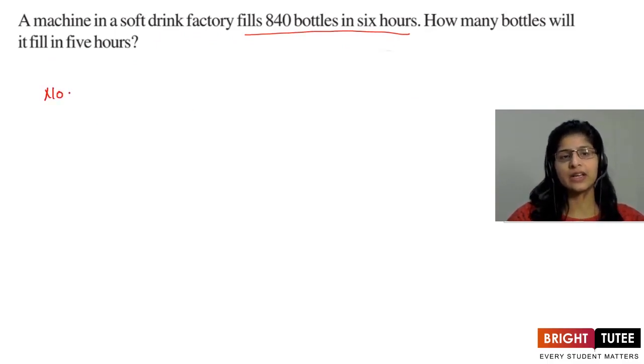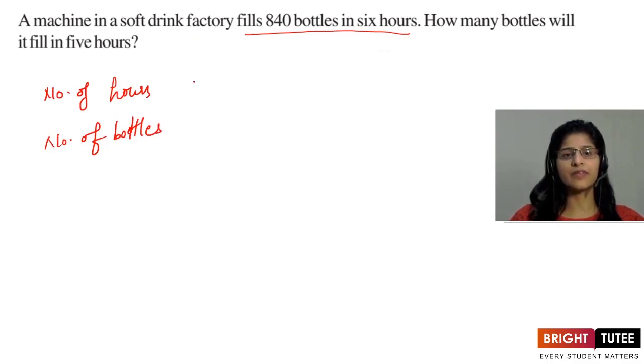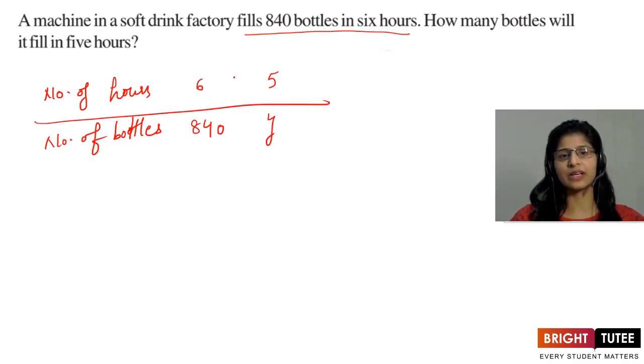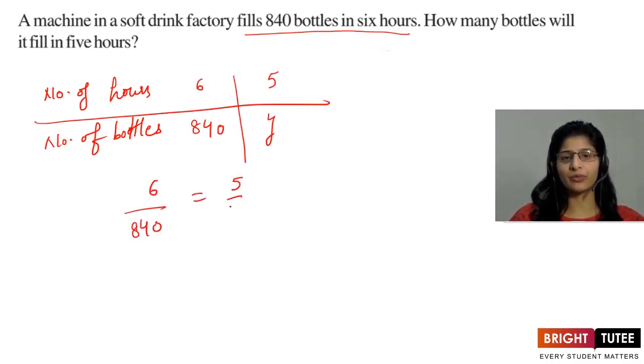So we are given number of hours and number of bottles. Number of hours is 6 and number of bottles filled is 840. They're asking how many bottles will it fill in 5 hours. So let us consider this as y. We have to calculate this y. We can write 6 upon 840 is equal to 5 upon y, because this is a case of direct variation or direct proportion. The reason is, if you decrease the number of hours, definitely fewer bottles would be filled.